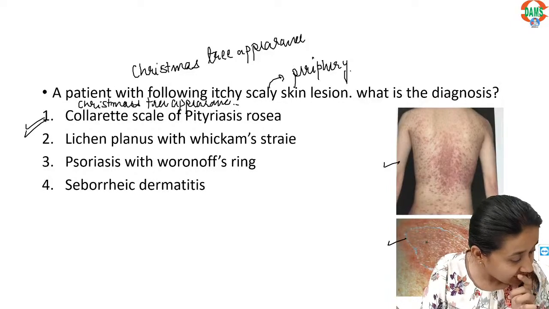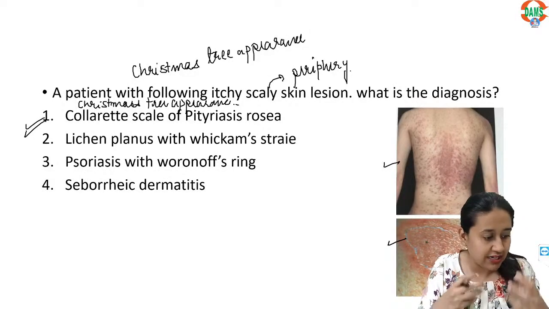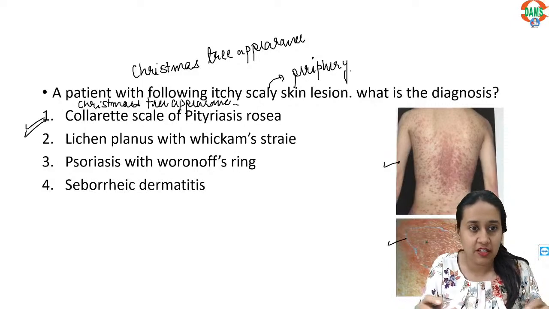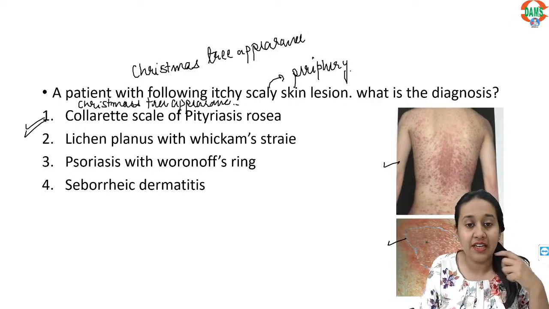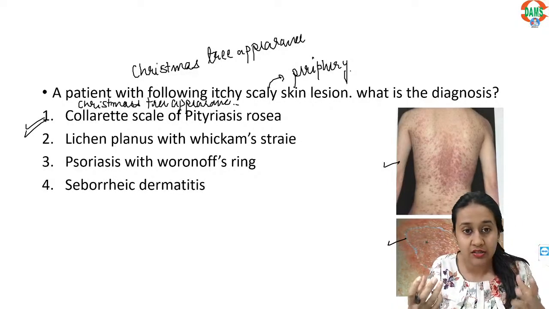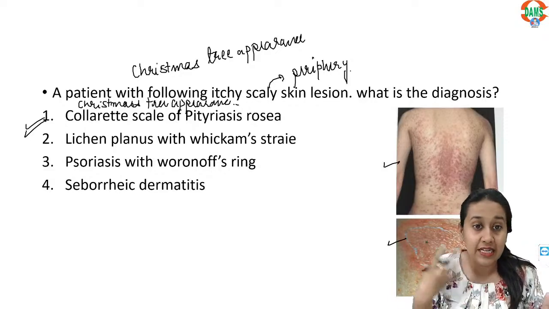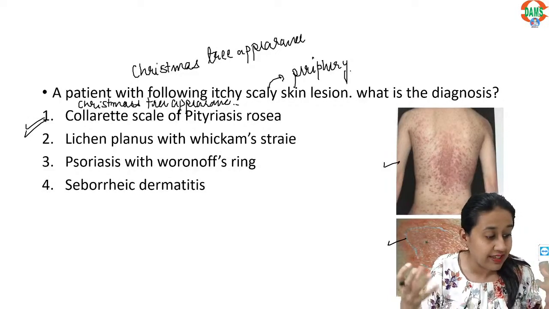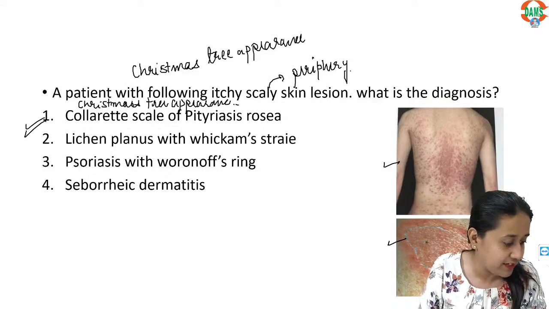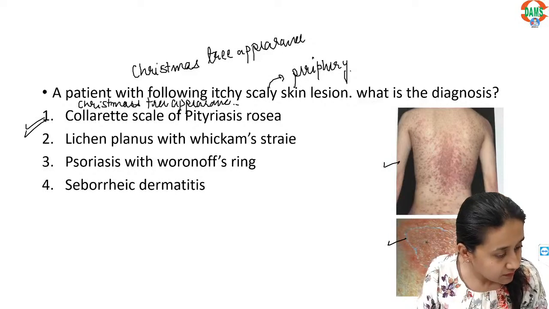Ma'am, two options with Christmas tree appearance. So Samruti, can you just try to recall and tell me what were the differences? Because see, if two options are given with Christmas tree appearance, then they must have given something else so that you can mark one answer from them. So can you just help me whether they have written collarette scale along with Christmas tree appearance or something else was given? Because if there are two options, obviously you need to rule out one of them, right? So anything which you can recall, just let me know.